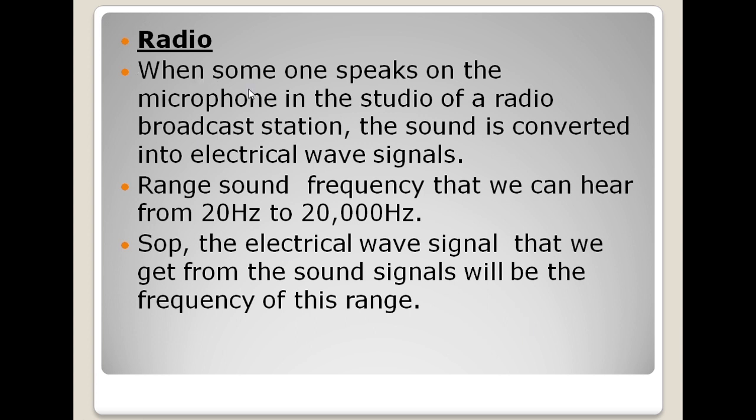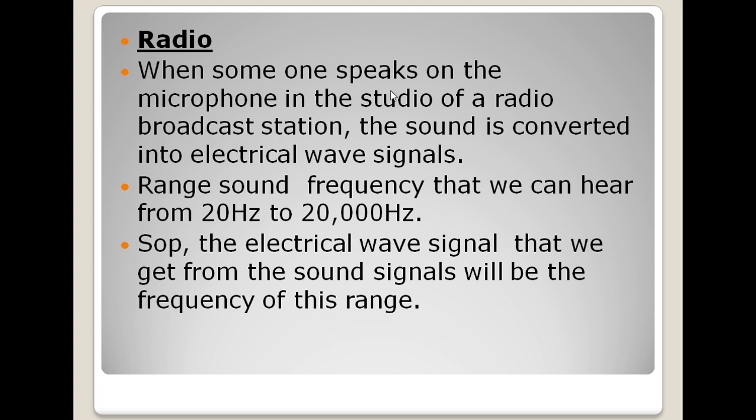Now, radio. When someone speaks on the microphone in the studio of a radio broadcast station, the sound is converted into electrical wave signals. The sound frequency range that we hear is from 20 Hz to 20,000 Hz. So the electrical wave signal that we get from the sound signal will be in this frequency range. Otherwise, we cannot hear the sound if it is below 20 Hz or beyond 20,000 Hz. It must be within this range.